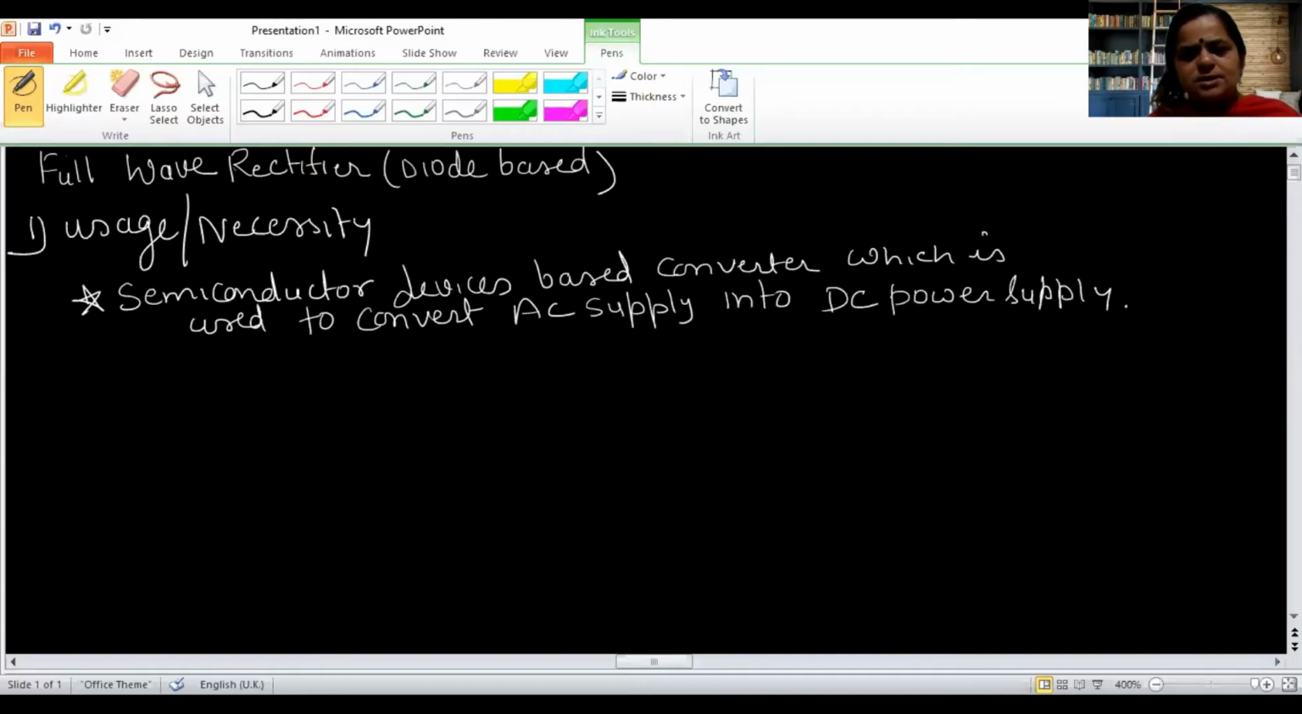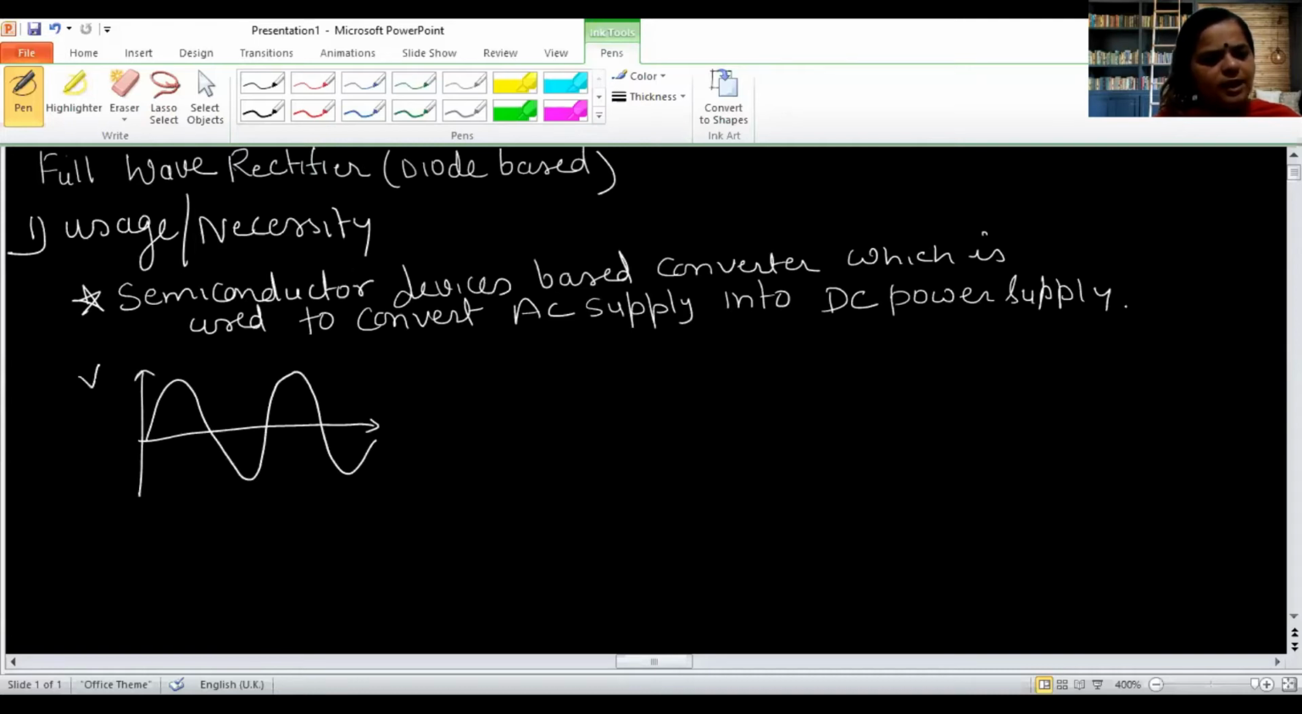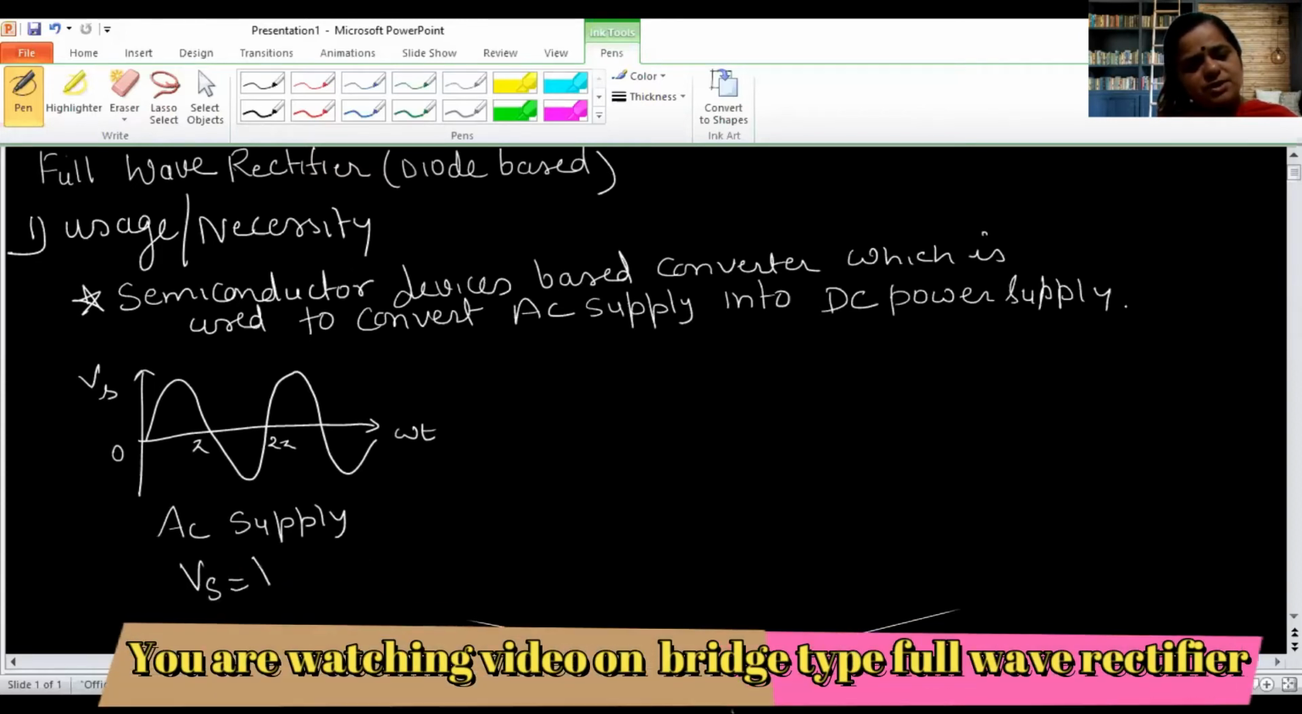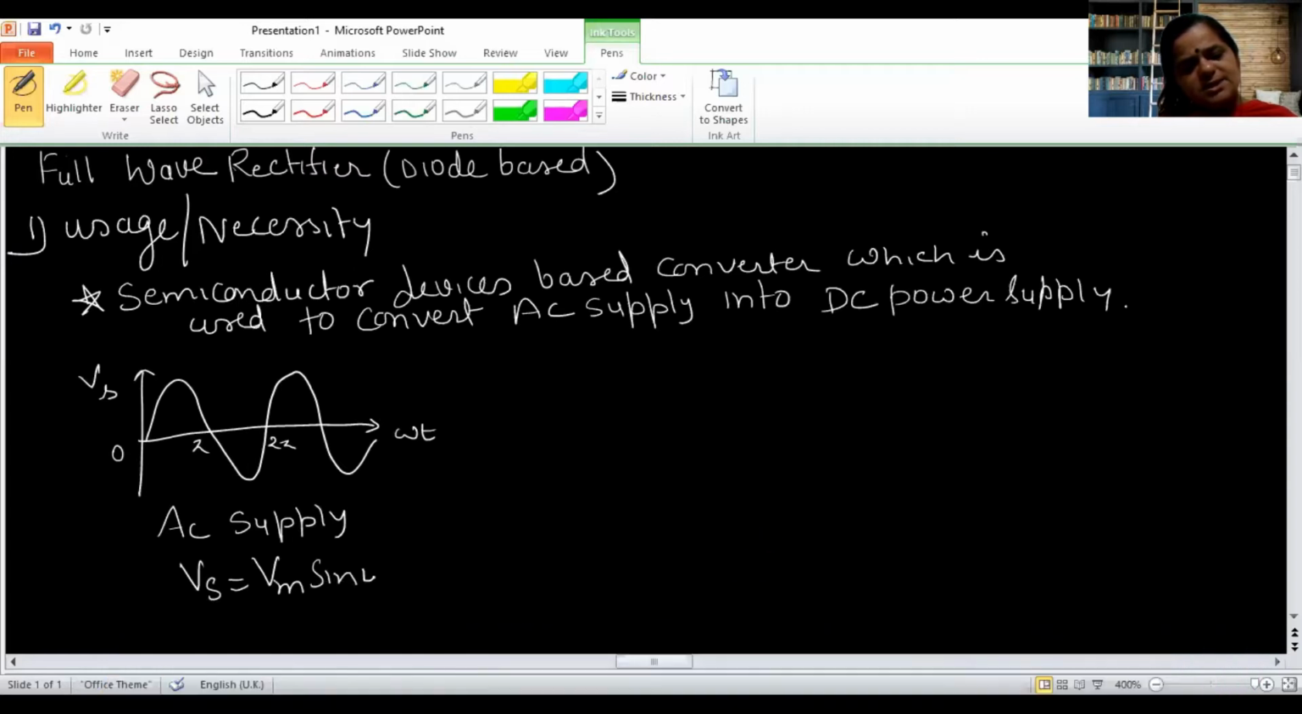Now, my dear friends, if I represent the AC power supply, that will be time varying in nature. It will be represented like this. On the y-axis, if I represent the supply voltage, and on the x-axis, omega t, you can see that its magnitude keeps on changing with respect to time. So this is an AC supply representation. Mathematically, it's a sinusoidal function, so I can represent this AC supply as Vm sine omega t.